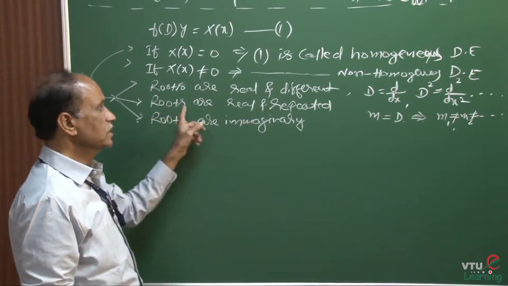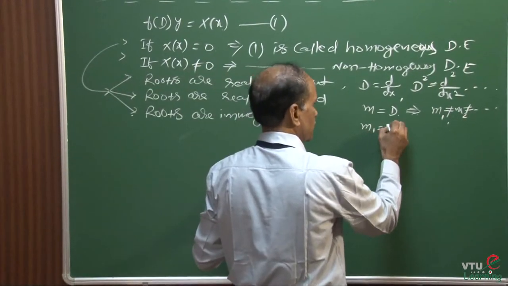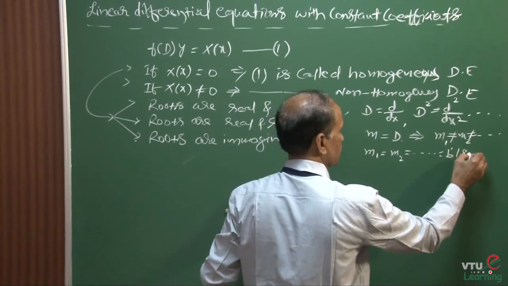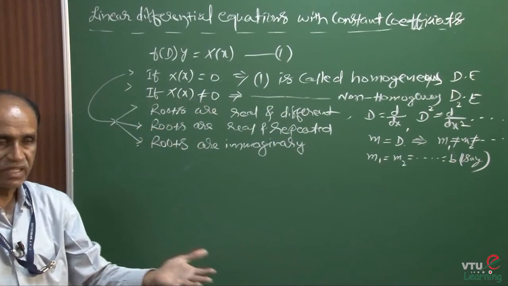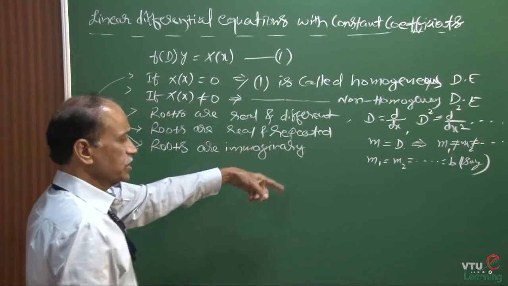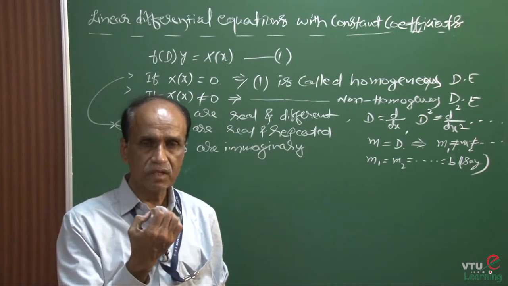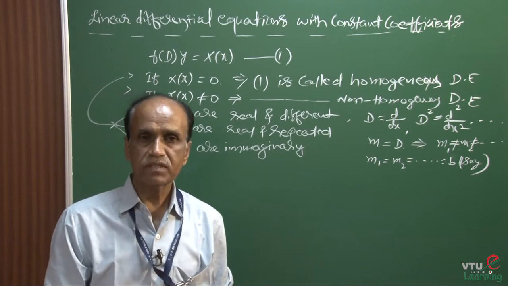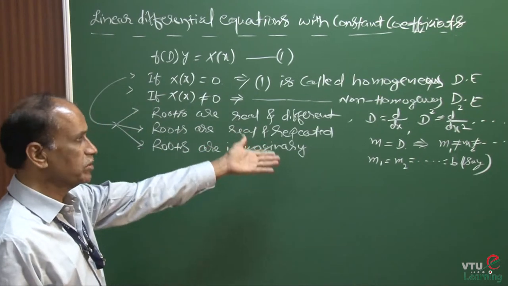In the second case, roots are real and repeated, that means m1 equals m2, and so on, equal to some number, say b or a or alpha or beta, that is equal to b. Then the solution will be written, followed by the first term constant, then the first term x to the power 0, second term x to the power 1, third term x to the power 2, and so on. As and when I get it in the problem, I will explain.